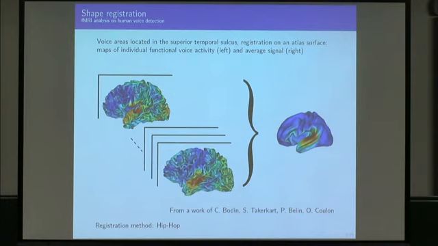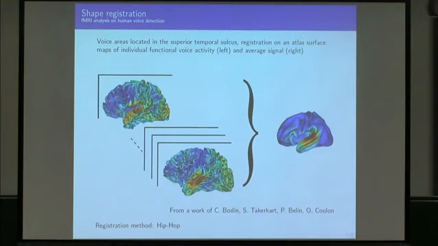And we see here that shape registration, as we talked earlier, is not only about geometrical registration, but really functional registration. Registration is a key element to analyze your data, and if your registration induces a shift on this area that detects voice in some individual, it will lead to an error in your data.